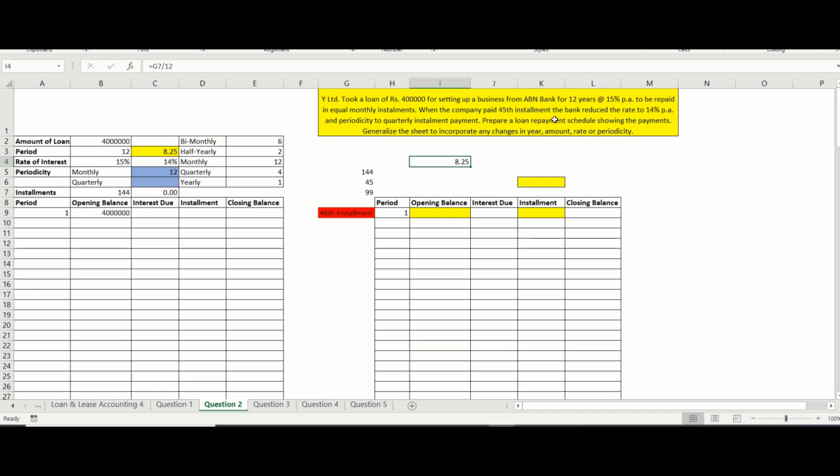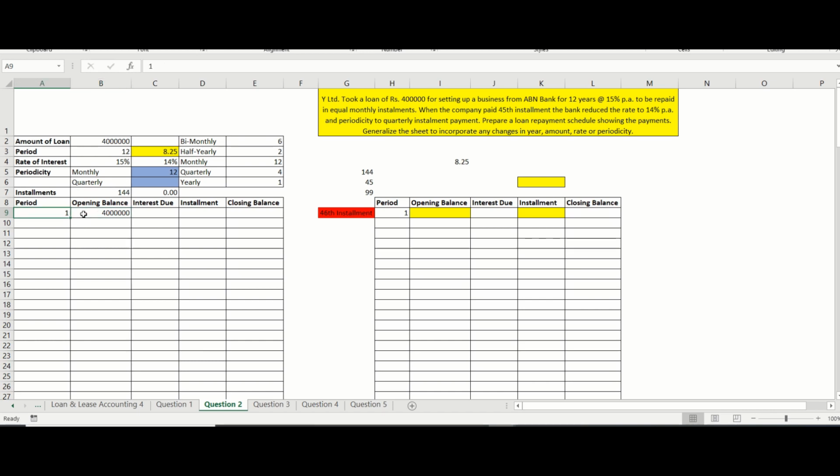So let's see. आगे क्या है? When the company paid 45th installment, the bank reduced the rate to 14%. So the new rate is 14%, which is mentioned here, and the periodicity to quarterly. ठीक है? Prepare a loan repayment schedule showing the payments. Generalize the sheet to incorporate any changes in year, amount, rate or periodicity. ठीक है? तो फर्स्ट लोन रीपेमेंट स्केड्यूल कैलकुलेट करेंगे फॉर 45 इंस्टॉलमेंट्स. यहाँ पे देखो, व्हेन द कंपनी पेड 45th इंस्टॉलमेंट, मतलब 45 तक यही कंडीशंस चलेगा. 46th से द न्यू कंडीशंस विल चेंज, राइट? द न्यू कंडीशंस विल बी यूज्ड.